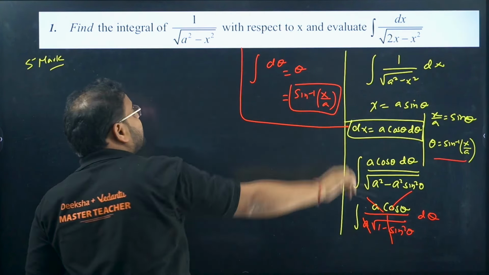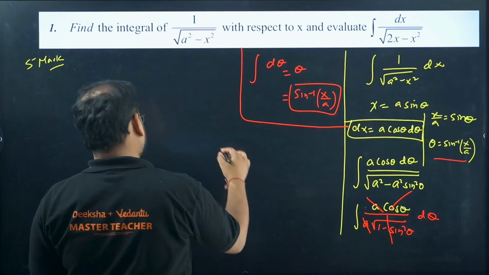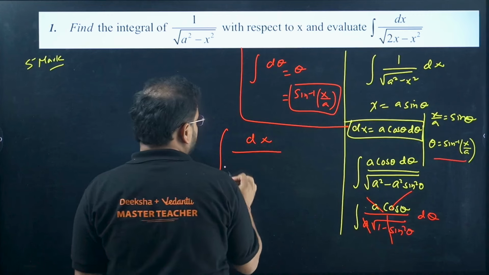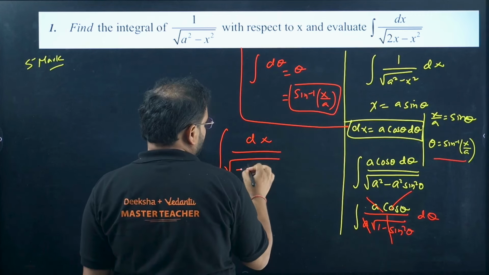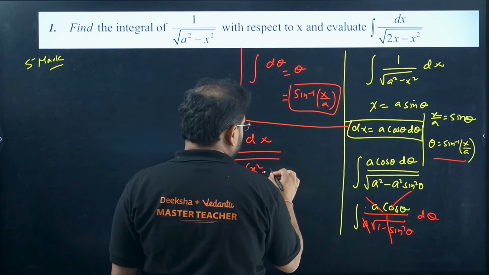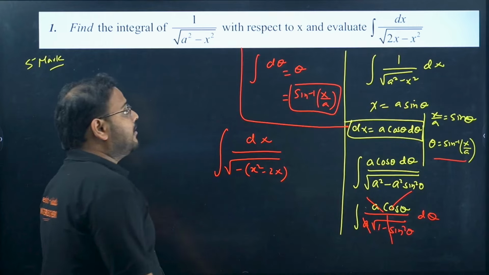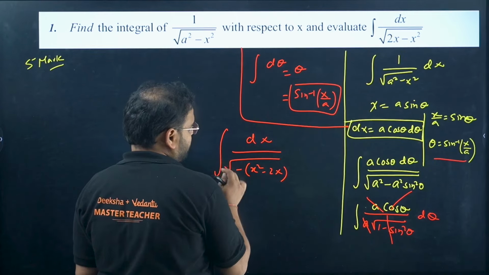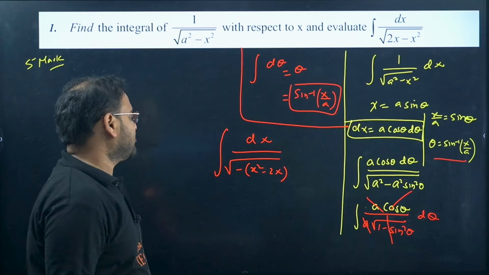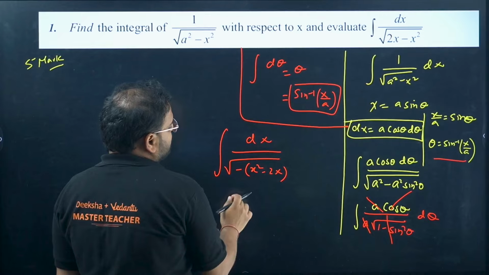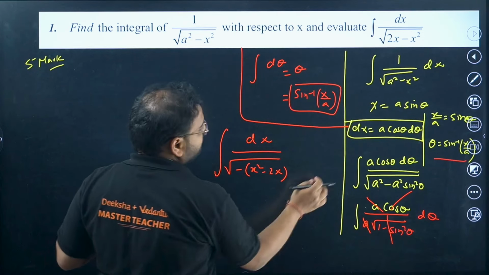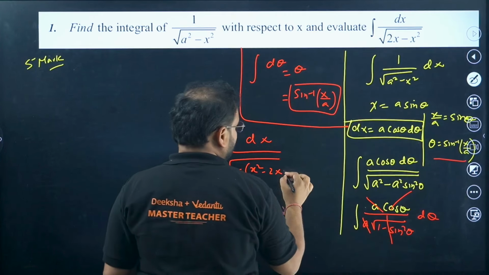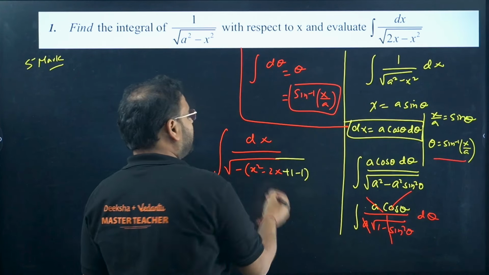Next part is what? Dx upon root of 2x minus x square. Okay. Super. We have to make a perfect square over here. Let's try doing that. Let's take minus sign common first. When I do that, I'll get x square minus 2x, because we have to keep x square positive. Then only you can use the perfect square method. Now check what we can do to make this whole square. I can add plus 1 and remove minus 1 from here. This will become a perfect square.